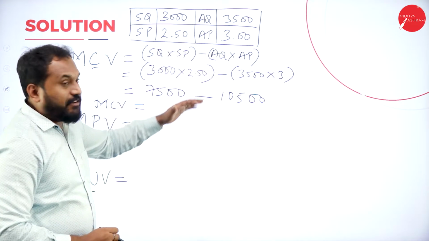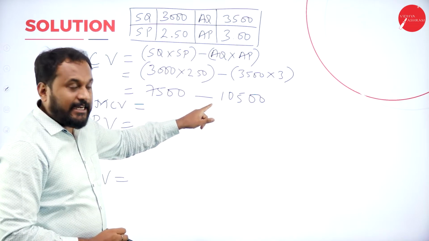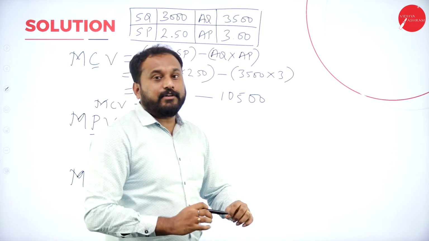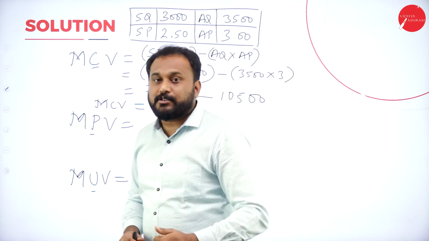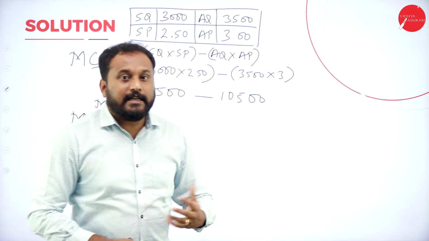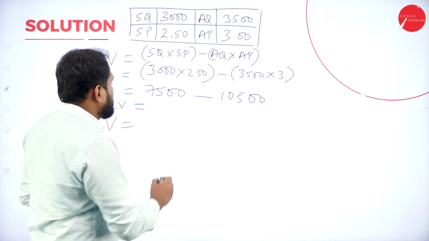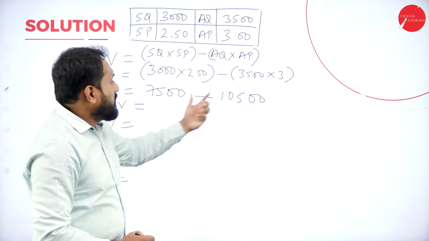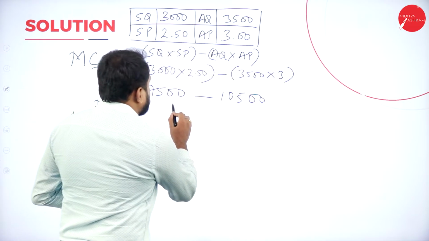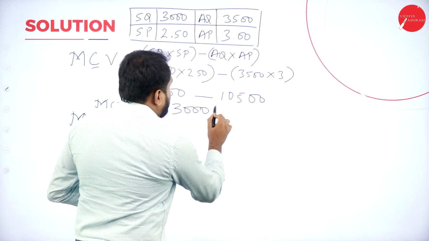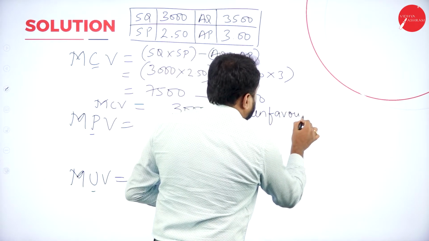MCV. All the variances are in rupees. Now you will actually get a negative, but have you ever asked anybody, give me minus 5 rupees, minus 10 rupees, minus 100 rupees? You have never asked anybody like that. So here what happens is when you go with this kind of problem, if you differentiate, it is minus 3000, but you are not supposed to write minus 3000. You should write 3000 rupees unfavorable.